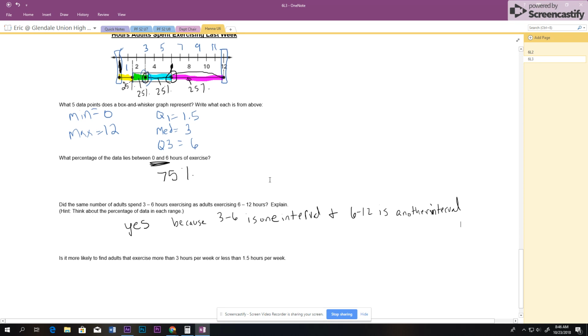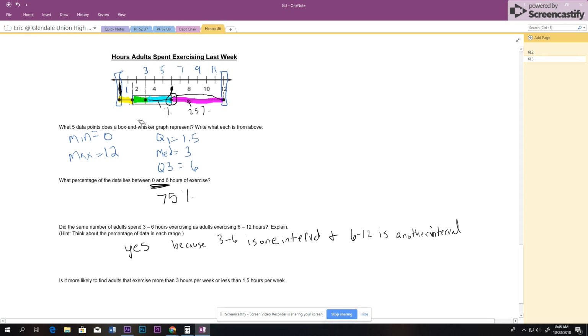So is it more likely to find adults that exercise more than 3 hours per week or less than 1.5 hours per week? So let's erase all of this because it's getting a little confusing. All right, which is more likely, more than 3 hours per week? So here's 3. More than 3 hours, well, that's 50% because it's 2 of these. Or less than 1.5 per week. So here's 1.5, and that's only 25%. Well, 50 is more likely than 25. So 50%, all right, so it's more likely.